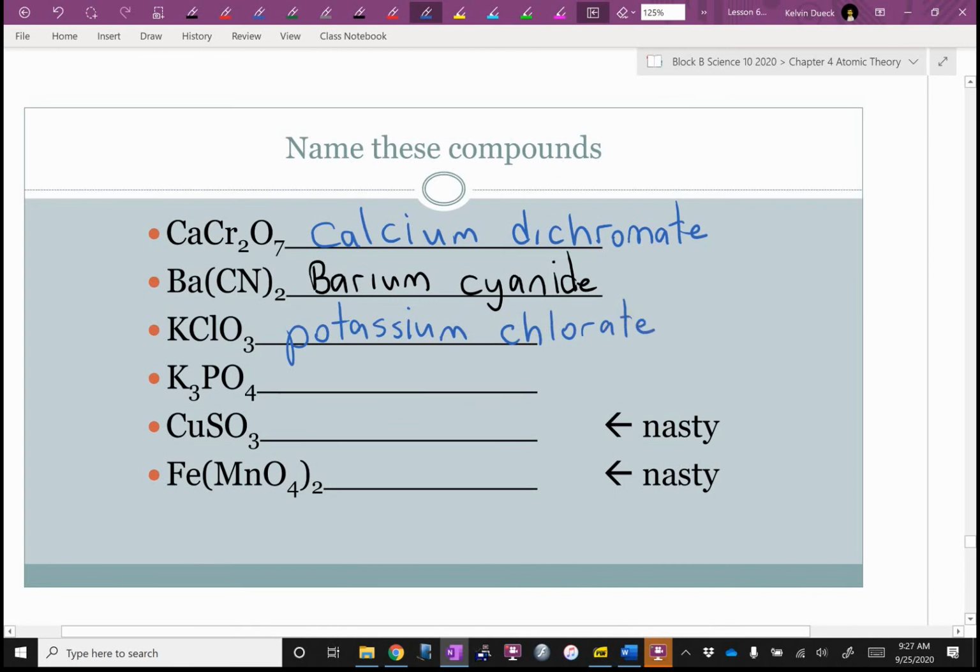Let me pause. Can you all see where we're getting these names from? They're on the back page. You don't need to memorize them, but you have to be able to spot them. That part I can't help you with. What would I call K3PO4? K, potassium. PO4 is phosphate.